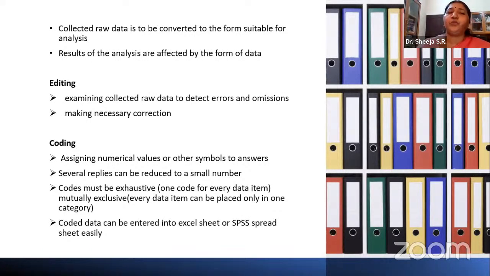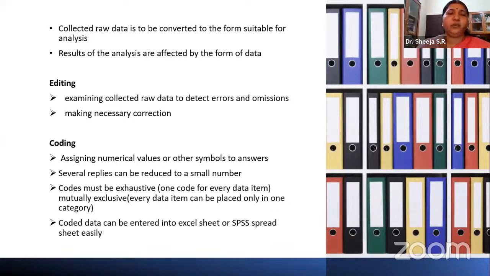Then codes should be mutually exclusive also. Every data item can be placed only in one category. If you are classifying people on the basis of educational qualification, one category may be illiterate, then primary education, then secondary education, then graduate. Different categories are possible, and while coding you have to ensure that every data item can be placed only in one category. So one separate code for each category.